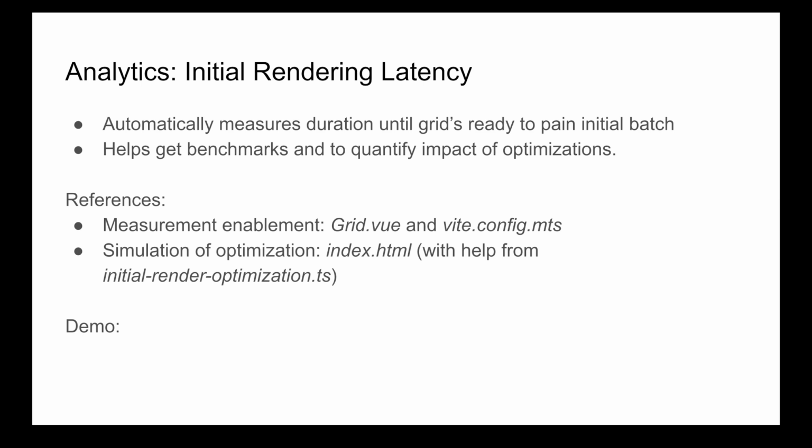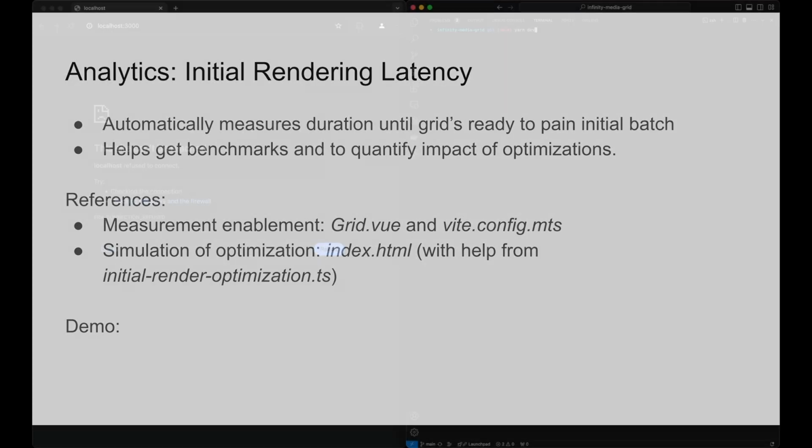Furthermore, the code has simulated an optimization that the backend can do to help the aforementioned latency. The code to help this simulation is in index.html and initial-render-optimization.ts, with the former also containing documentation of the experimental results. Let's take a look at a demonstration of recording automated measurements for the optimized initial rendering.